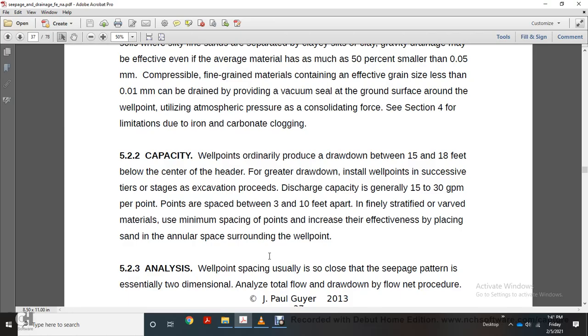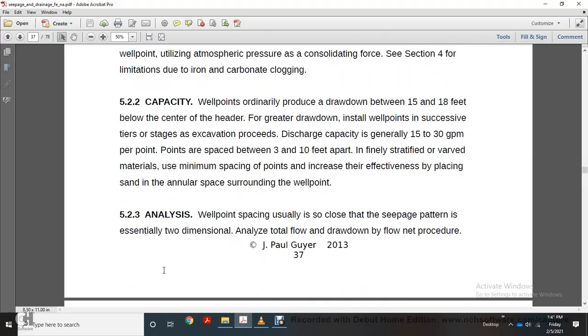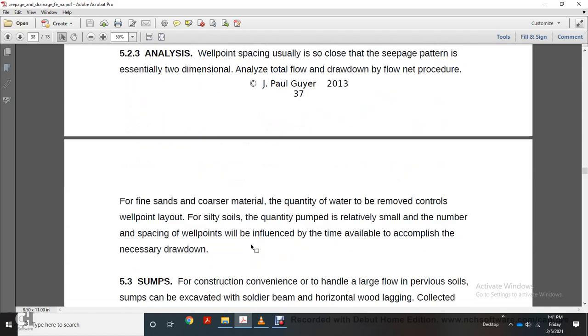Points are spaced between 3 to 10 feet apart, with finely stratified or varved materials needing minimum spacing. Placing sand in the angular space surrounding the well point increases effectiveness. Analysis of well point spacing is usually close to the seepage pattern, but essentially a two-dimensional analysis of the total flow with the drawdown, using the flow net procedure.